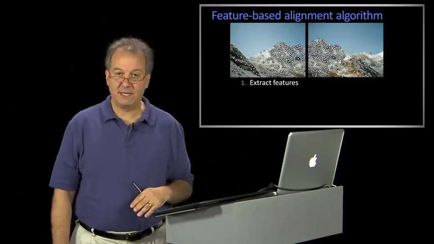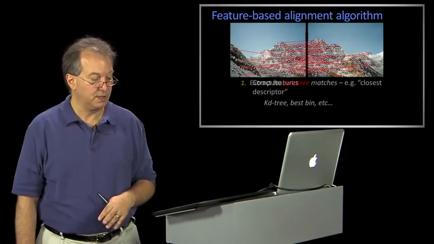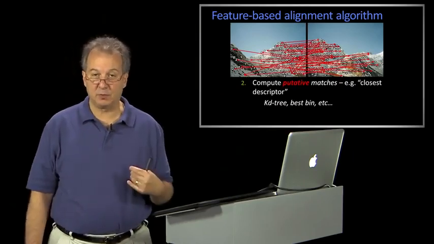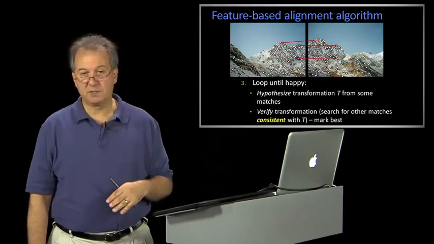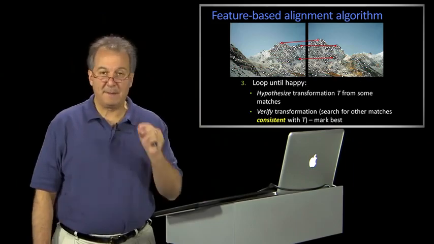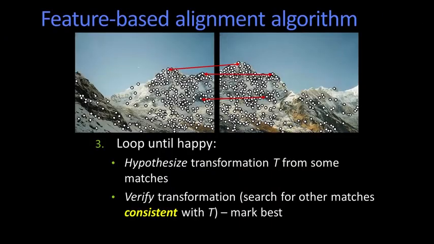To remind you, our feature-based alignment algorithm is first extract some features, compute some putative matches, some possible ones based on the descriptors. Remember last time we looked at this ratio of the best match to the second best match, which is a good way of getting rid of some of our bad matches. Then the algorithm was supposed to loop until we were happy, hypothesizing a transform from some matches, and then verifying the transform by looking for other matches that were consistent with the transform that we had solved for. That's really what we're going to do today: find consistent matches.